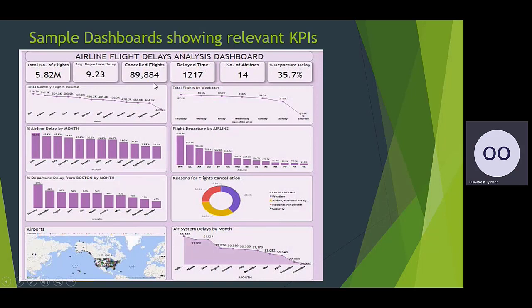I used a line chart for the monthly flights, month on month, week on week. Then the air system delay by month. So there's another air system, then the monthly air system delays by month. Then this map, the geographical representation.